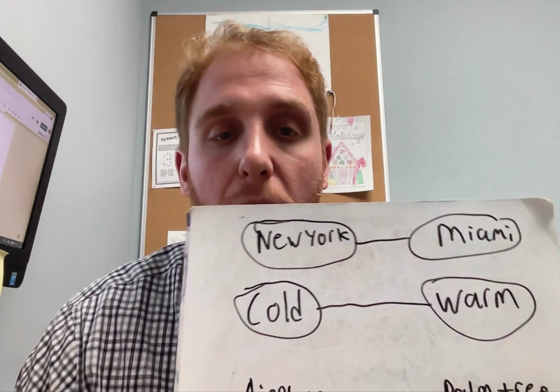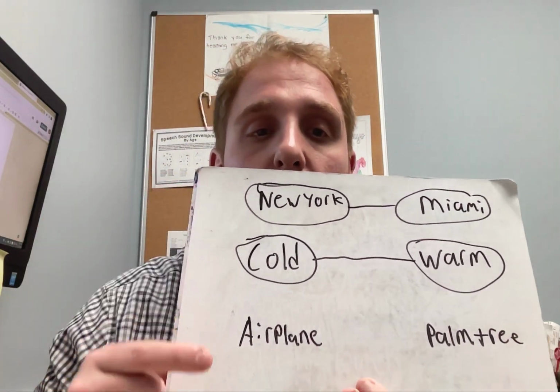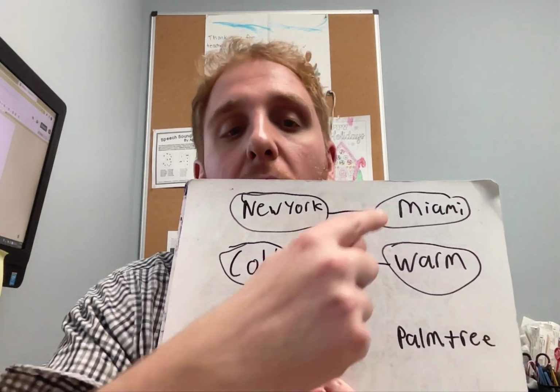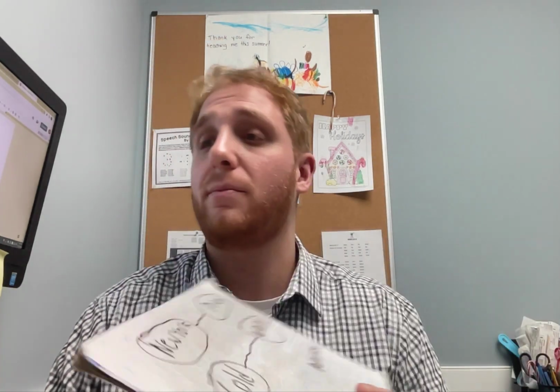So the R, right? Repetition. We'll just repeat. New York, cold, airplane. Miami, warm, palm tree. New York, cold, airplane. Miami, warm, palm tree. You say it 3 or 4 times. Repeat it enough. It helps. The repetition helps you retain the words in your head better, right?